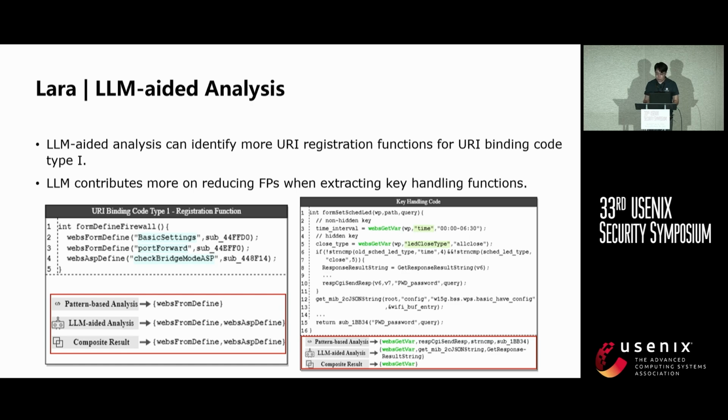As shown in the following 2 figures, with LLM analysis and pattern-based analysis, we can mainly reduce the false negatives in URI registration functions and false positives in the key handling functions. You can see the left figure is for URI registration functions, and the right figure is for the key handling functions.